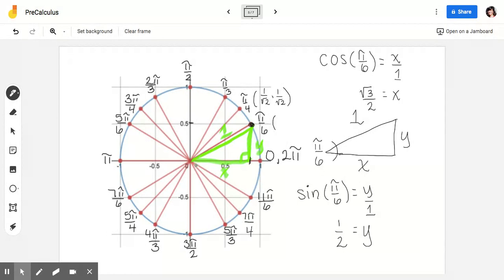So the coordinates here, the x comes first. That's the longer side. That's the square root of 3 over 2. And then the y coordinate is 1/2.